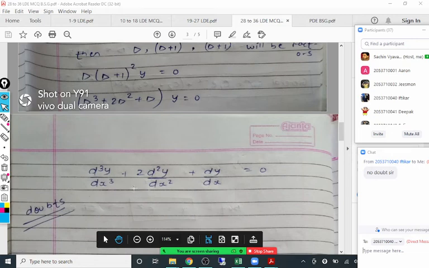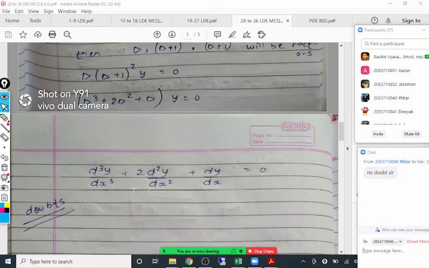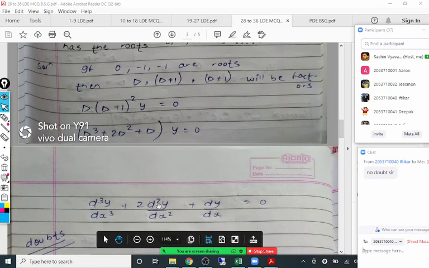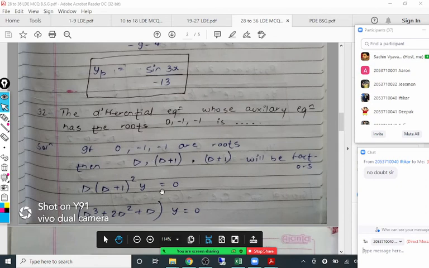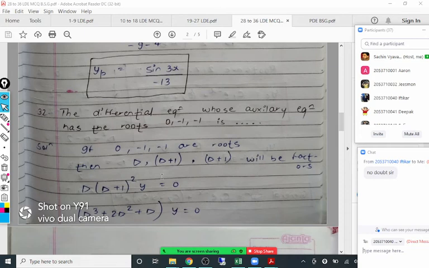But whatever he has written, that's correct, because if in the book they are giving the Cauchy's equation as the answer, that's not correct, because this is the differential equation whose roots are 0, minus 1 and minus 1, and you can clearly observe we have gone in the reverse way here. Okay, that's the correct answer here. Any doubt here? This question?